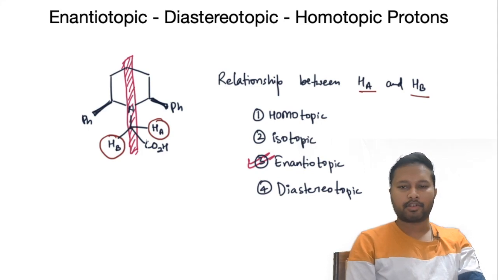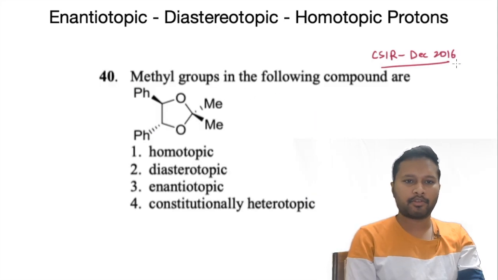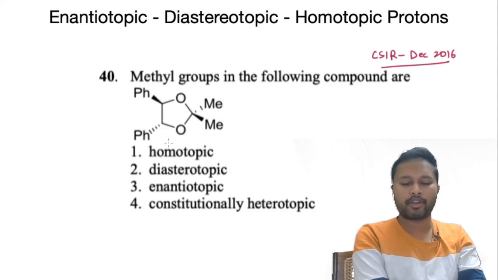Let's take another question. All right, let's discuss this question from the CSIR December 2016 exam. Over here it says that the methyl groups in the following compound are, okay, so the relation you have to tell is between the two methyl groups. It's a very simple question. Just by the concept or just by the rule you can easily do it.